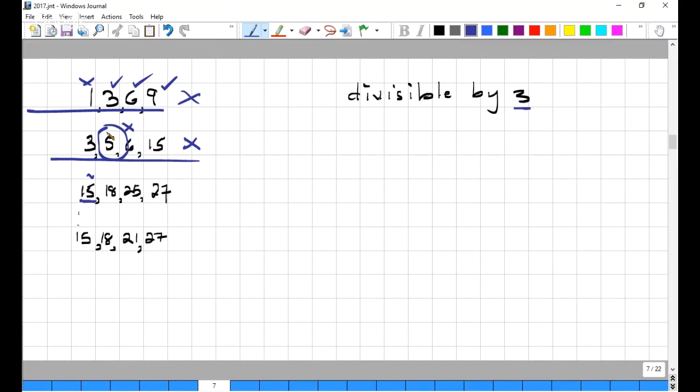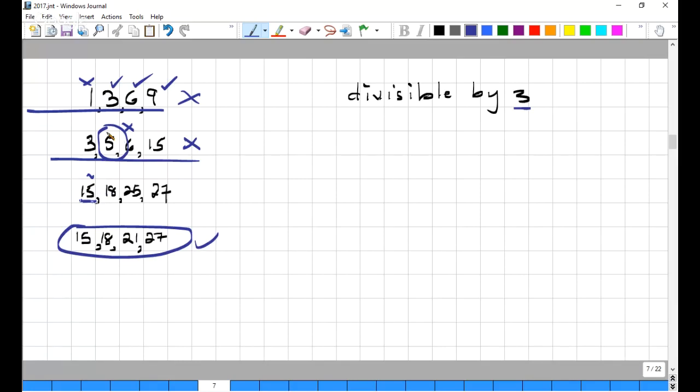So let's look at 15. 5 and 1 would be what? 6. And 3 can go into 6. 8 and 1 is what? 9. And 3 can go into 9. 2 and 1 is what? 3. And 3 can go into 3. So therefore it could go into 21. And 2 and 7 would be what? 9. So 3 can go into 9. So all of those would be divisible by 3. So this one is the one that's correct.